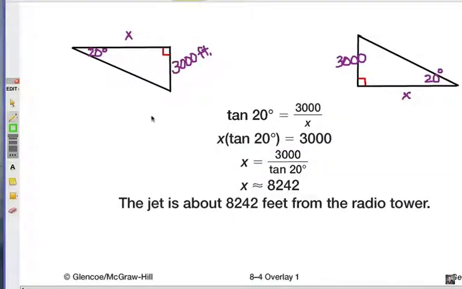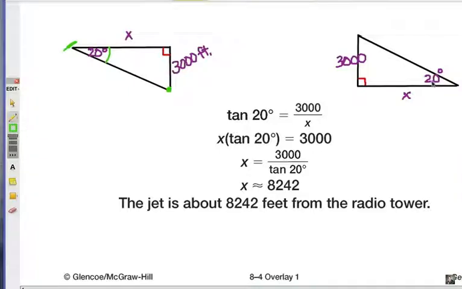To solve this problem, you can think of the jet as being right here, the radio tower right here, and here's the base of the radio tower, and this is the angle of depression. So x is the distance it is away from the tower, and the altitude is 3,000 feet. But remember, you can also flip that triangle over, and here's the altitude, 3,000 feet. Here's the distance along the ground from the jet to the tower, and now it becomes an angle of elevation. It just depends on how you want to look at it.